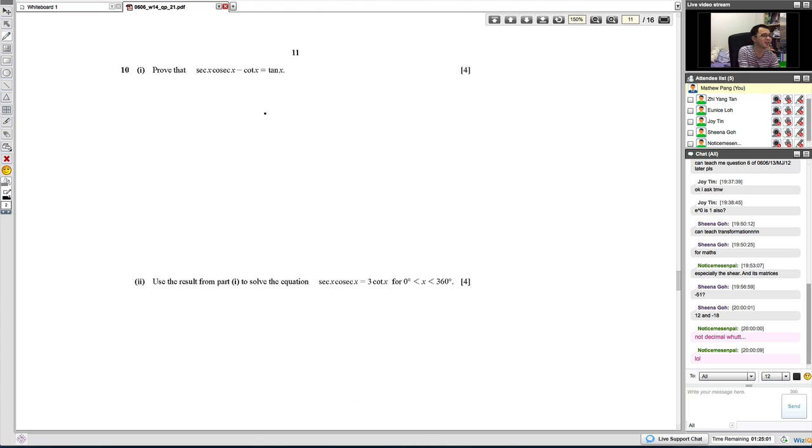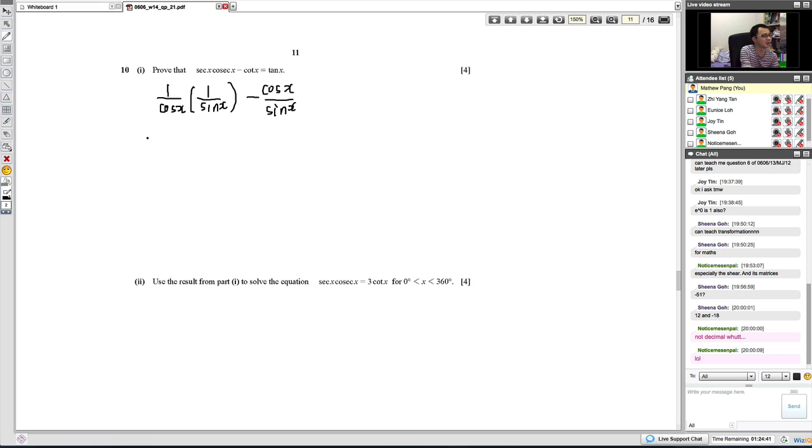Okay, this is an identity question. 4 marks, I think it shouldn't be too hard, so I will try to solve this one first. Secant is 1 over cos x, and cosecant is 1 over sine x, and cotangent will be cos x over sine x.